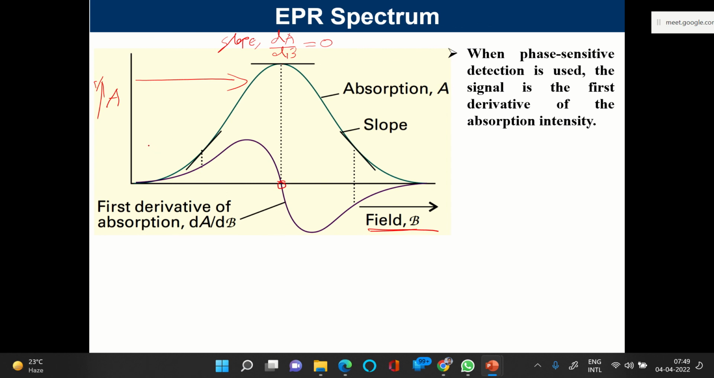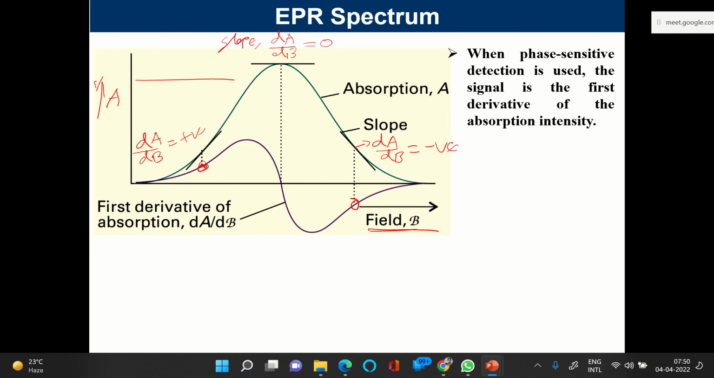At this point, dA by dB is positive, so you plot it here. Similarly, at this point, dA by dB is negative, so you plot it here. In this way, if we take the first derivative of the spectrum, calculating dA by dB at each point, we can generate a spectrum that looks like this. This is the first derivative of the initially obtained absorption signal. In EPR, this is usually done: the first derivative is plotted as the signal you see.